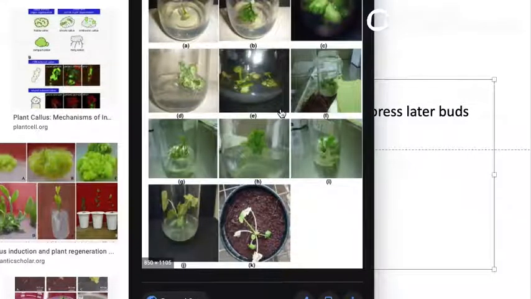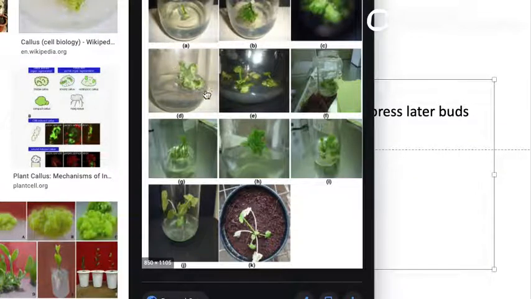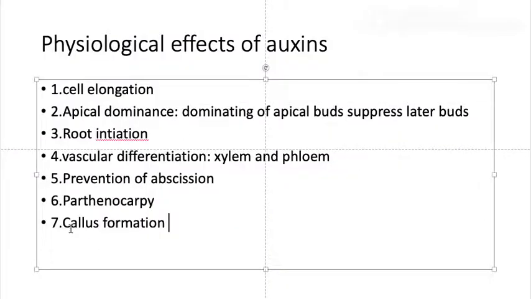Here is another example where you see a part of the plant being placed on the medium which contains all the growth promoters including auxin. Then the plant will start to form a callus. The callus will then start to differentiate to form the stem, the leaves, the roots, and then it will form an individual plant. So we can say that auxins have an effect on callus formation.